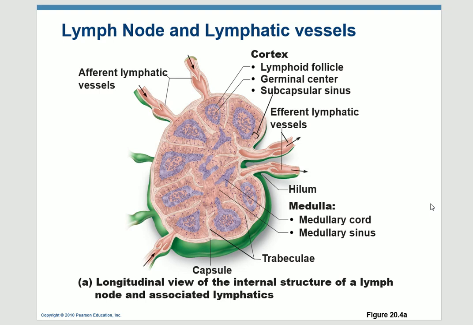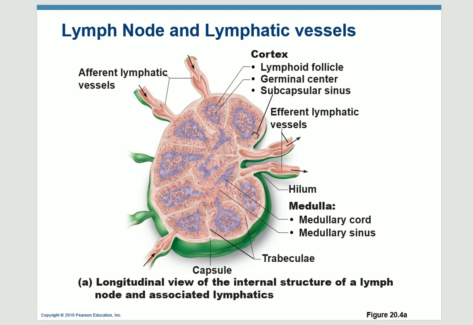Let's see. You have a cortex and a medulla. So cortex is right here. Medulla right here. Remember that cortex is the outside, medulla is the inside, just like on the adrenal glands. And then if you'll notice on this longitudinal view of a lymph node, you have more incoming afferent than you have exiting efferent lymphatic vessels.